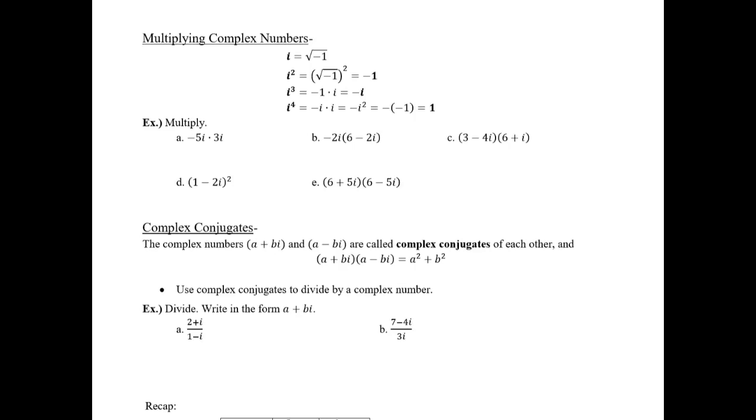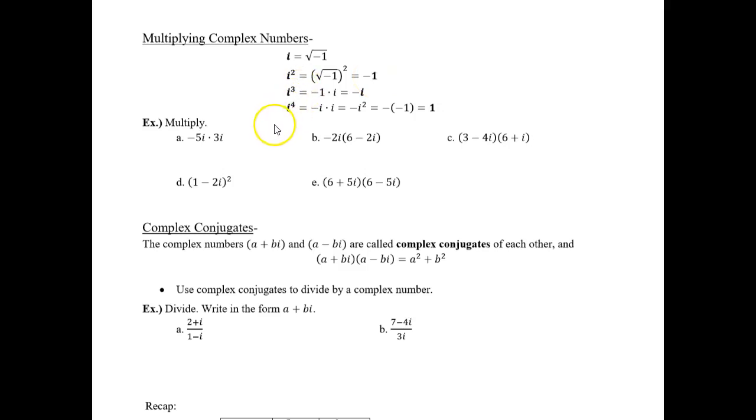In this video, we're going to be talking about multiplying complex numbers. So just to recall, we know that i is equal to the square root of negative 1. So anytime we see the square root of negative 1, we're going to rewrite it with i. And then we know that when we square both sides of the equation, so i squared, we end up with a real number, negative 1.